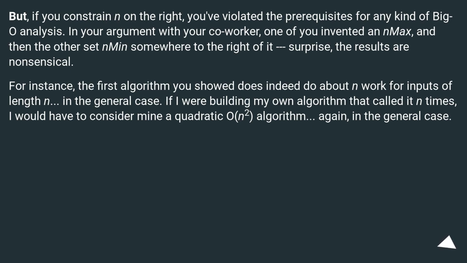For instance, the first algorithm you showed does indeed do about n work for inputs of length n. In the general case, if I were building my own algorithm that called it n times, I would have to consider mine a quadratic, O(n^2) algorithm. Again, in the general case.